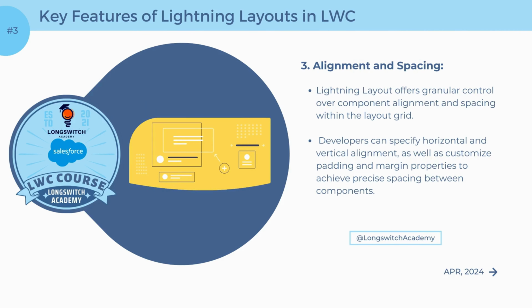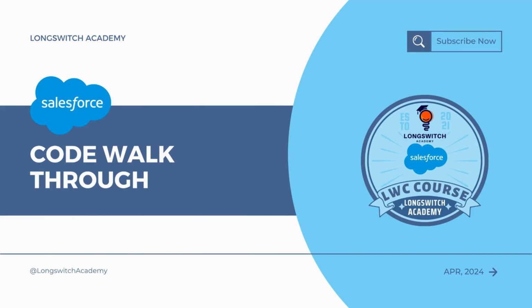The third key feature of Lightning Layout is its support for alignment and spacing. Lightning Layout offers granular control over component alignment and spacing within the layout grid. Developers can specify horizontal and vertical alignment, as well as customize padding and margin properties to achieve precise spacing between components. With this, we are done with the key features of the Lightning Grid system.